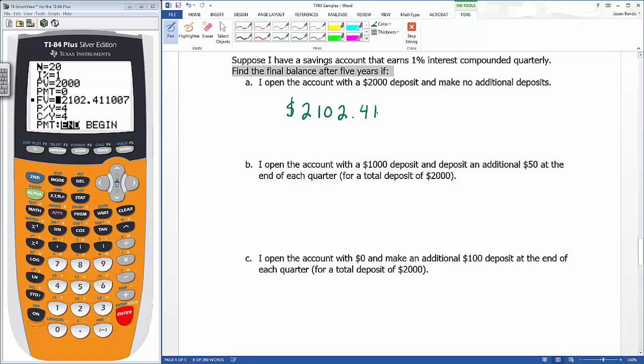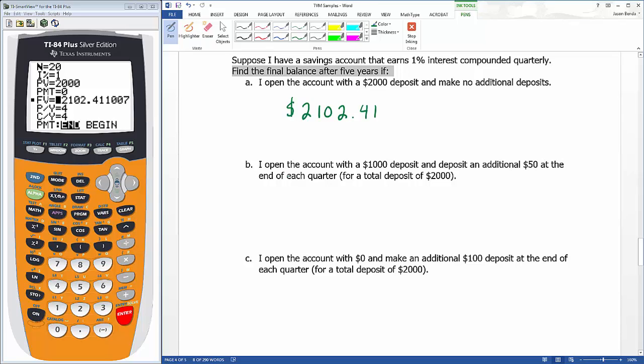$2,102.41. This is basically a compound interest problem. It is a straight 1% compounded quarterly with a principal of $2,000 because there's no payment. I could have done this problem with the compound interest formula.